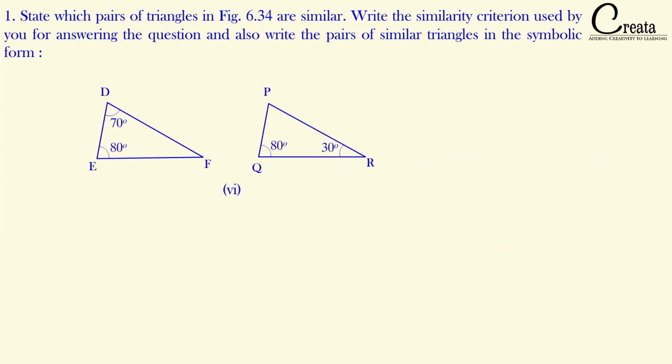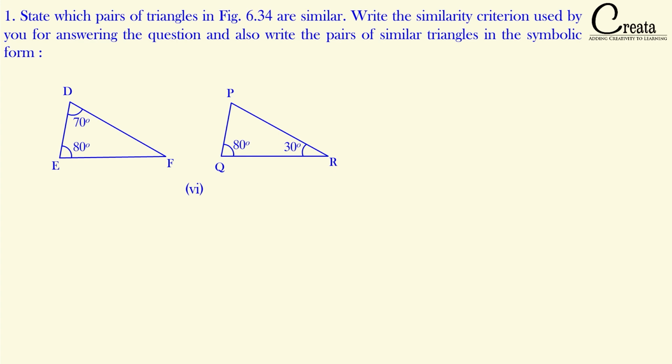So let's move to the last part, part 6. Here we are given the triangle DEF and the triangle PQR. Here two angles of the triangle are given. One angle is missing in both the triangles. In the triangle DEF 70 and 80 degree are given, and in the triangle PQR 30 degree and 80 degree are given. Angle E and angle Q are matching, equal to 80 degree, but angle D and angle R are not matching. Let's find the third missing angle using the sum property of the triangle.